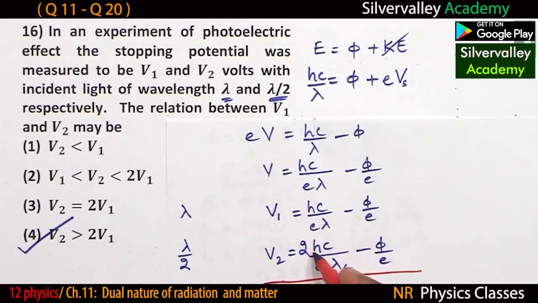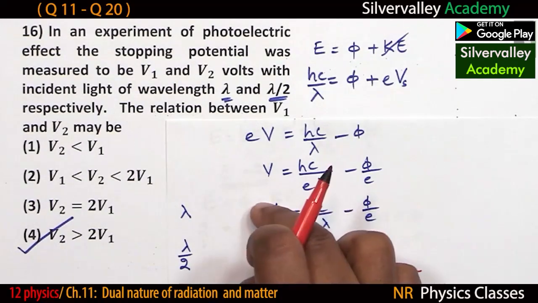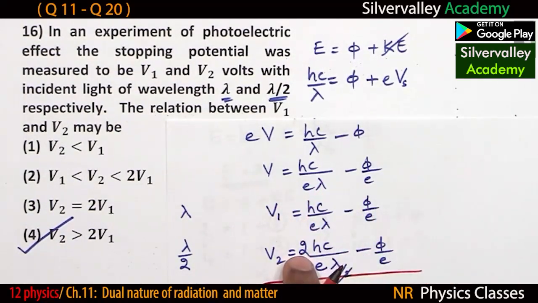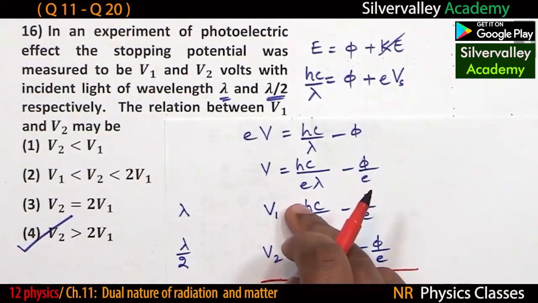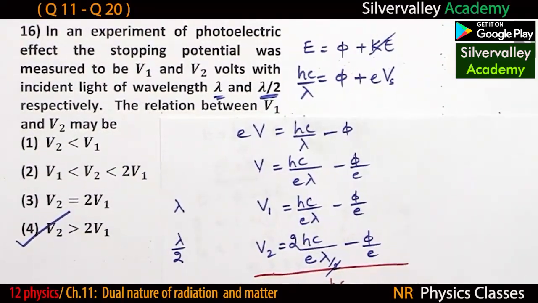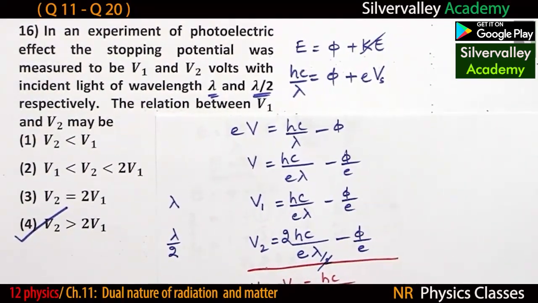Now let me subtract one by the other. V2 minus V1 equal to this minus this. Here 2 times, this is 1 time. So it is simply Hc by E lambda.